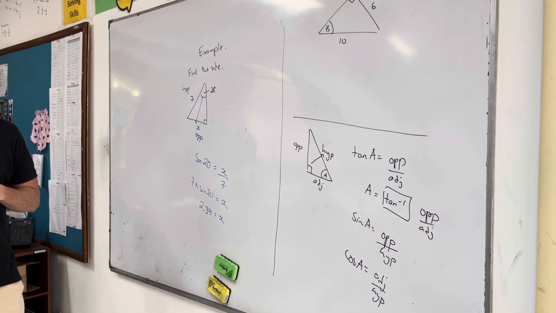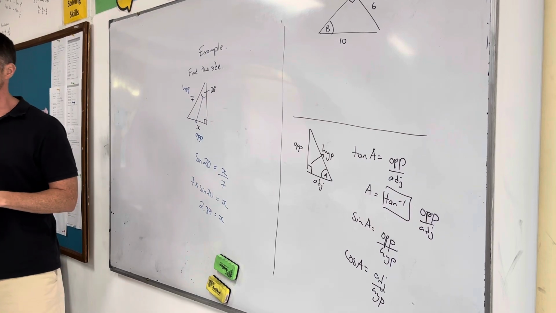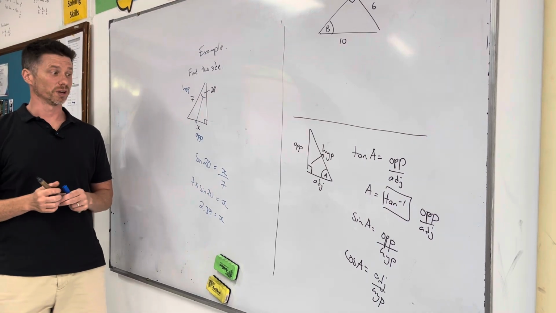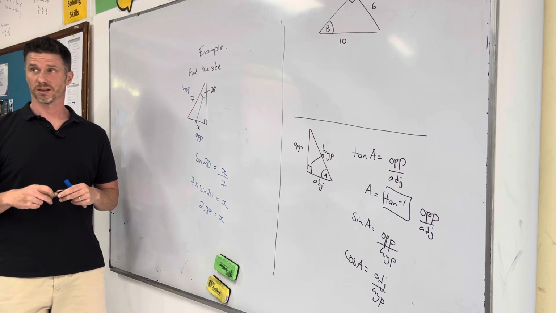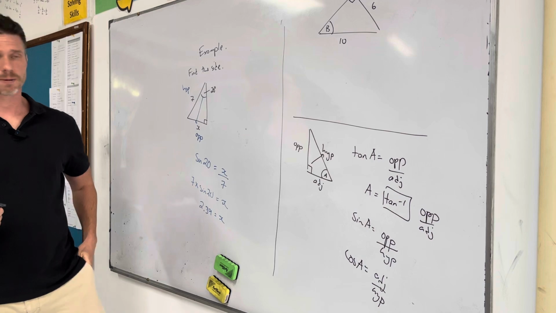6.39. Someone else got 6.39? It could be in radians, your calculator. Probably your radians. Make sure your calculator's in degrees, not radians.